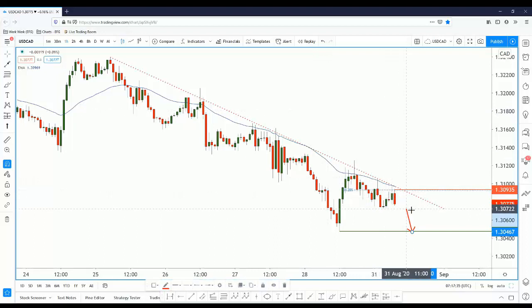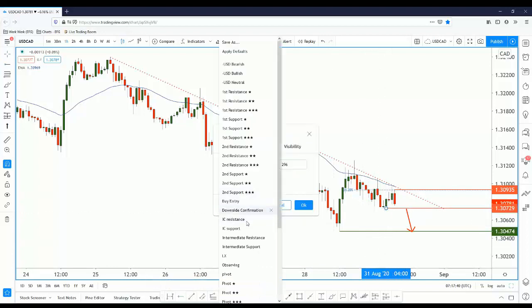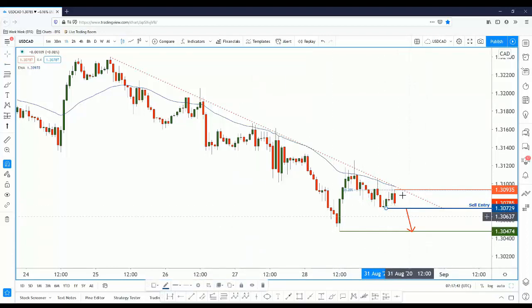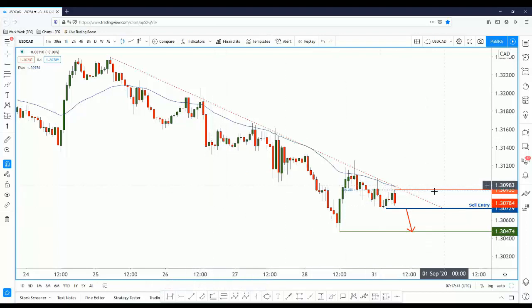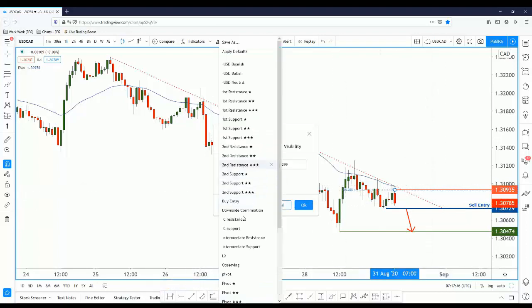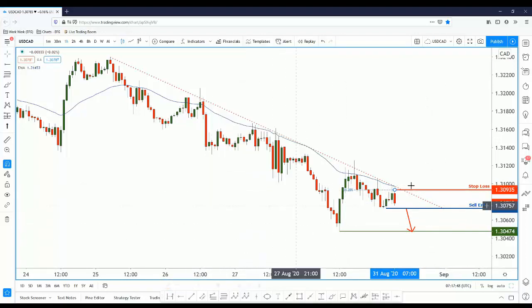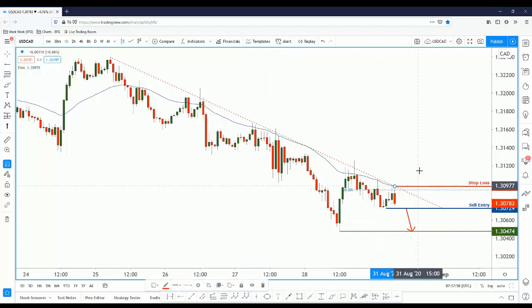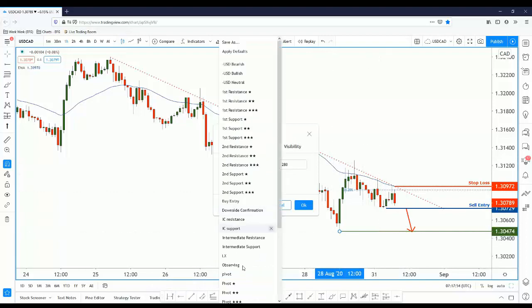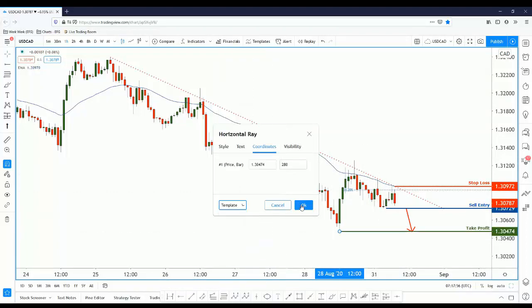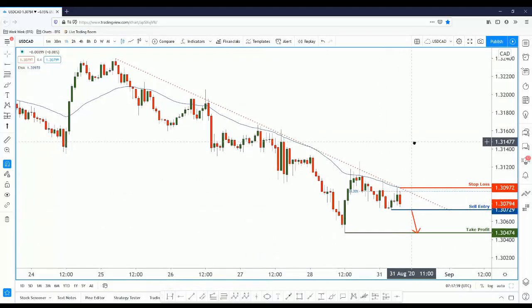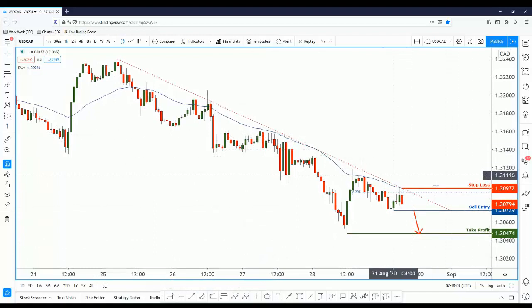So what I can do is have a sell entry here, waiting for price to break below this level. This will be my stop loss. I will back it up a bit just to give it a bit more room to breathe. And this will be my take profit. So it seems like this is a pretty nice, pretty sweet intraday trade. If it's going to happen, it's going to happen really fast.